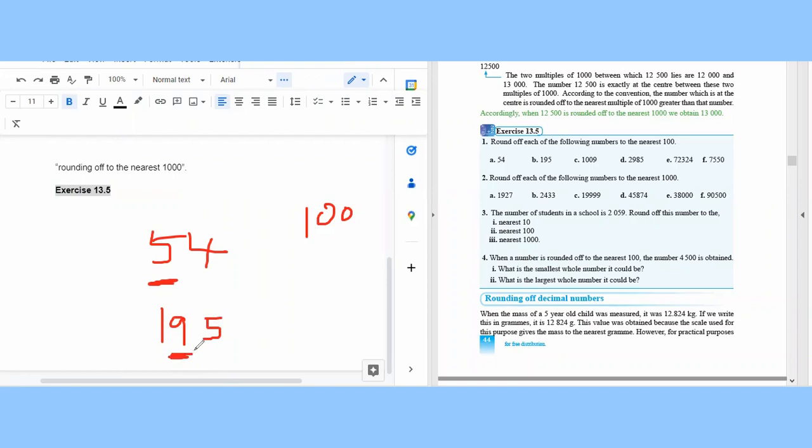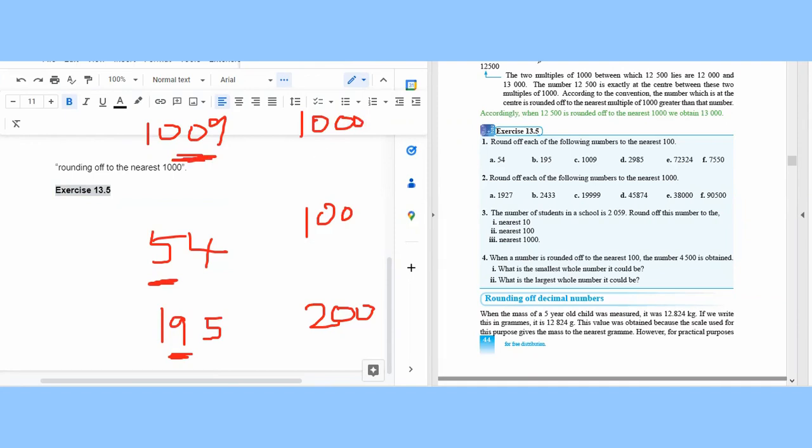The tens column is more than 5, so you round up, which is 200. If it is 1009, you look at the tens column, which is 0, so less than 5. So you round down. When you round down, it is the previous multiple of 100, which is 1000.